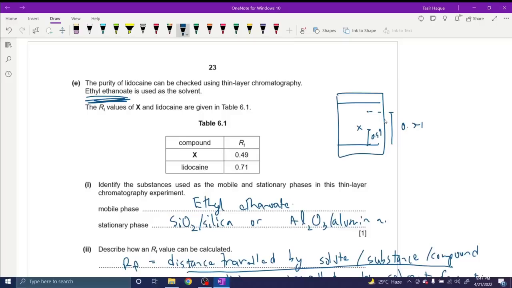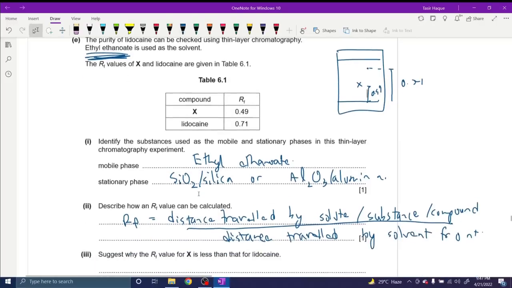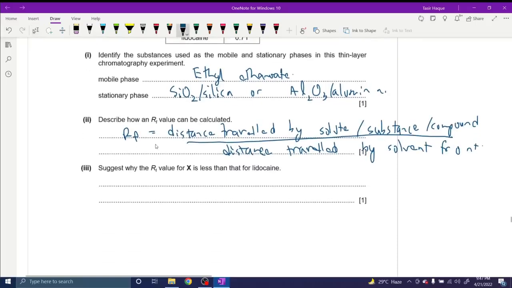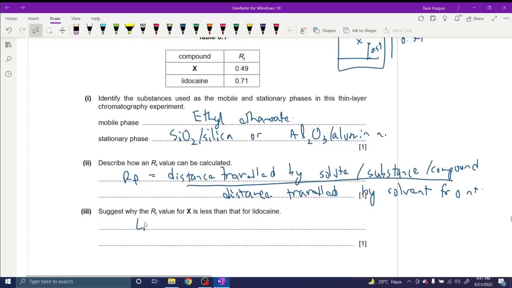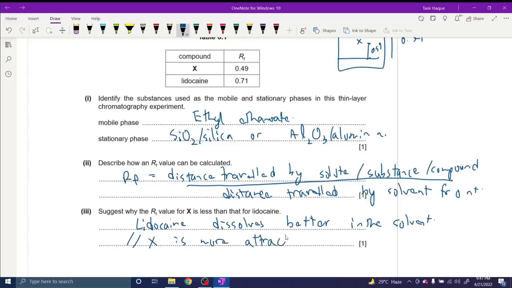So what does this mean? Lidocaine was more soluble in the solvent, basically. Or X is more attracted to the stationary phase. You could answer it in both ways. You can either say that lidocaine dissolves better in the solvent, or you could say that X is more attracted or has more affinity.